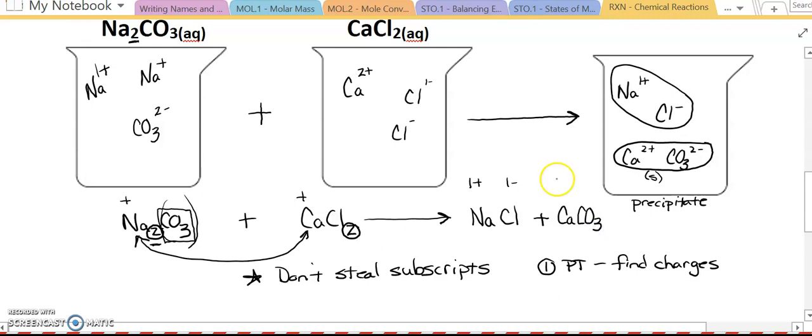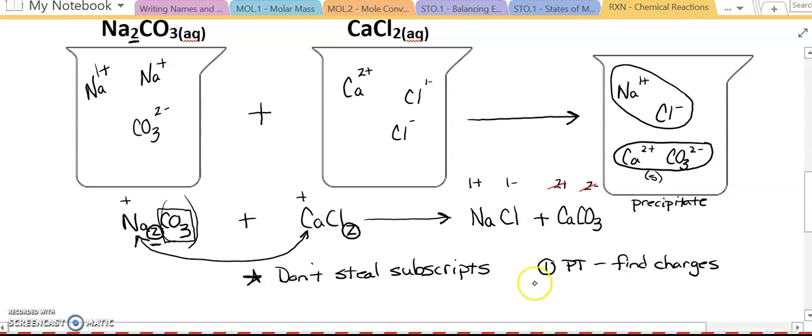Again, I use my periodic table. Calcium is group 2, and it's going to be a +2 charge. And carbonate is going to be a polyatomic with a 2 minus charge. And when they're both +2 and -2, they cancel each other out. So the formula is just going to be CaCO3.